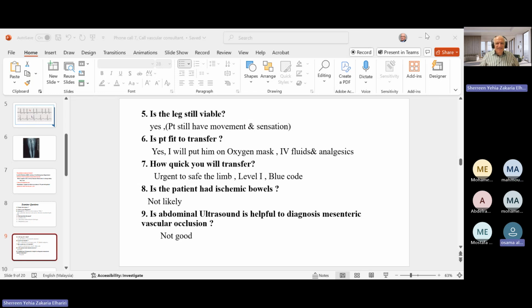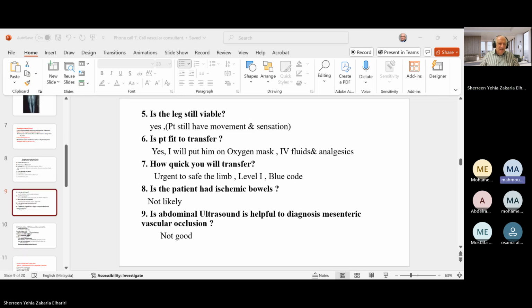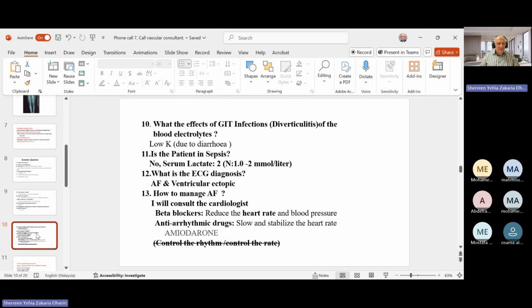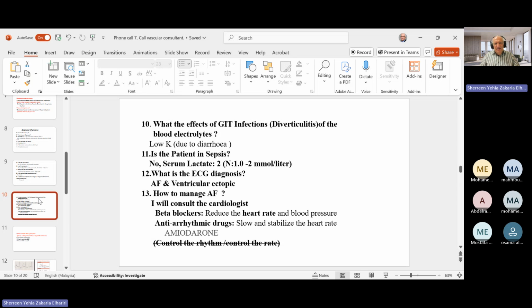So are you sure this patient has ischemic bowel? Not likely. Okay, does abdominal ultrasound help to diagnose mesenteric vascular occlusion? No, not good. Okay, not accurate. All right. What is the effect of gastrointestinal diverticulitis on the blood electrolytes?